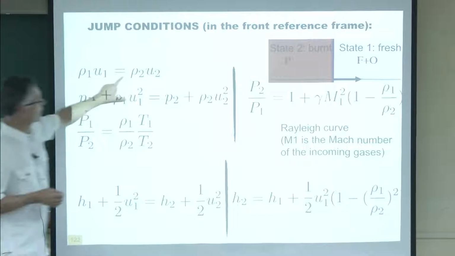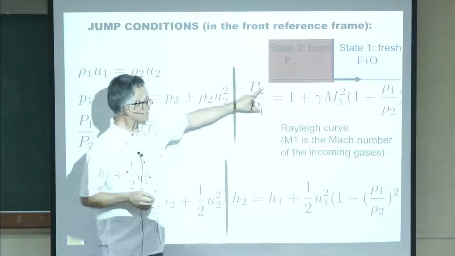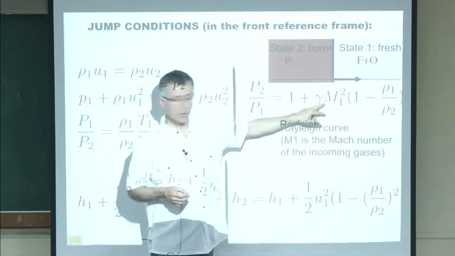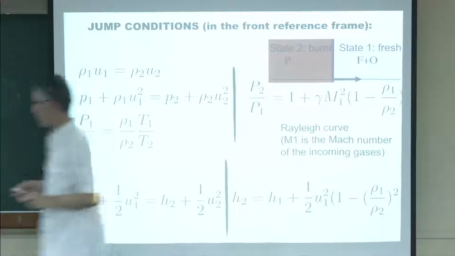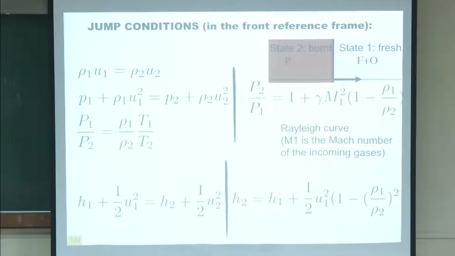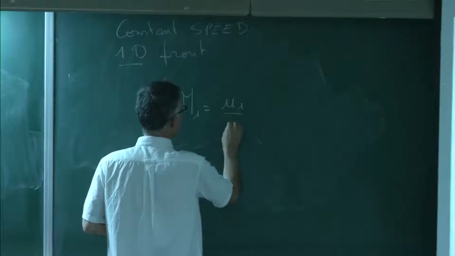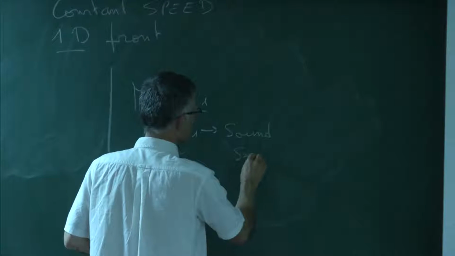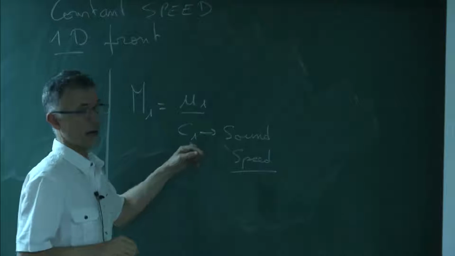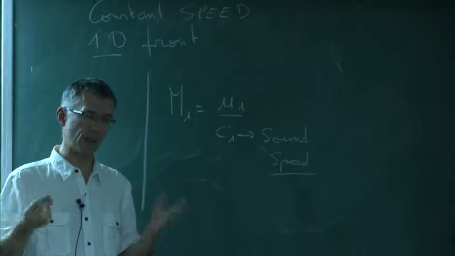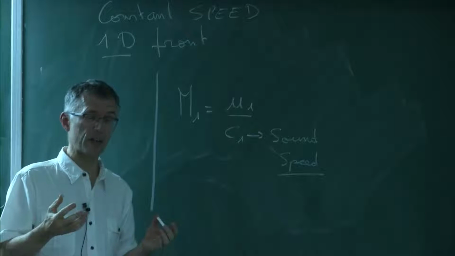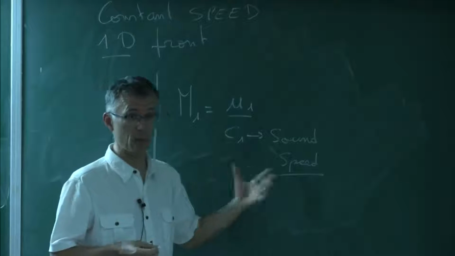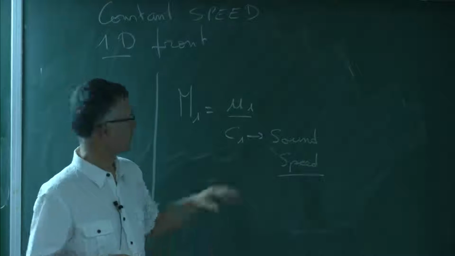Well, you can combine these two equations and this one to obtain the ratio of pressure between both sides, P2 over P1. Here gamma is the ratio of the specific heats, and M1 is the Mach number of the fresh gases, u1 divided by c1, where c1 is the sound speed. So I'd like you to say hello to this guy, because it's the first time that we talk about sound, and you might be surprised to hear that sound plays a role in combustion, but it actually does. And you will see it's actually very important.